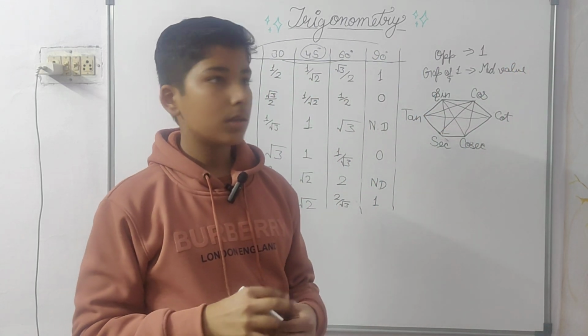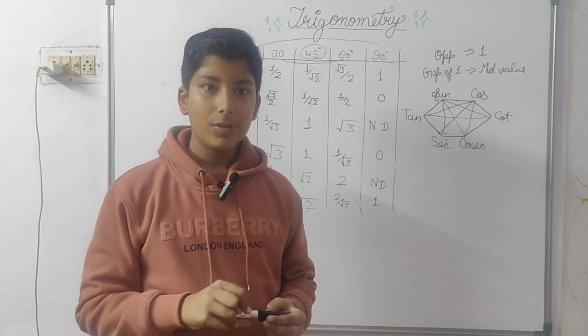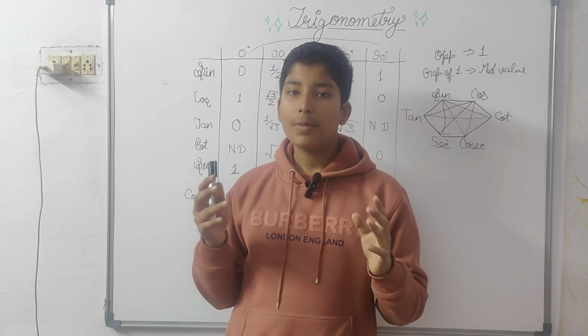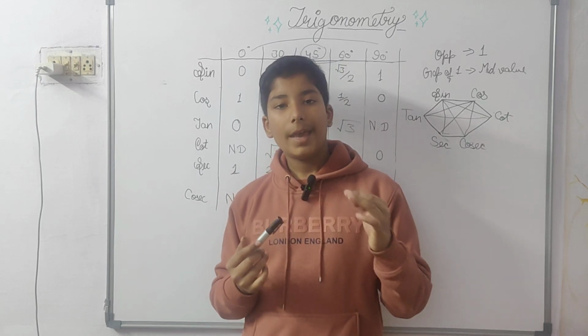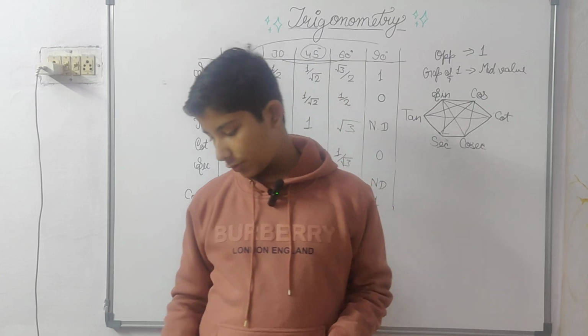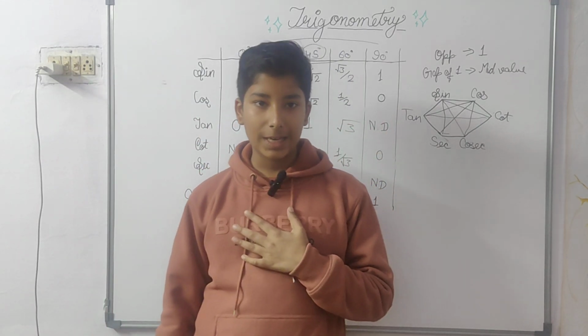So this was the hexagon. Now friends, in the next video I'll continue this topic and I'll come to triangles, meaning how we can find the side of a triangle with the given angle, and also using the trigonometric ratio. Okay friends, bye bye. See you all in the next class.